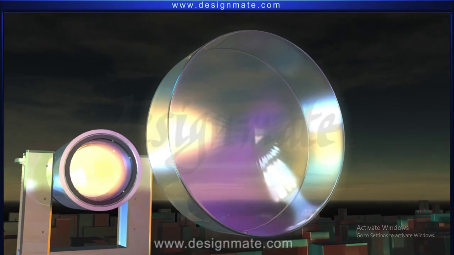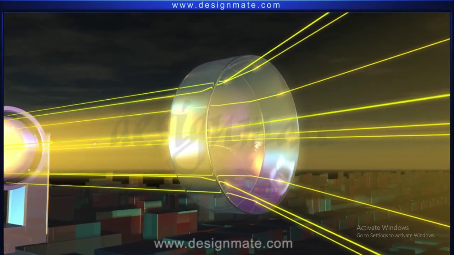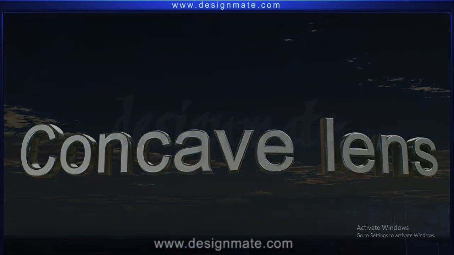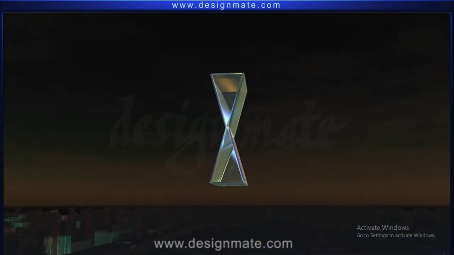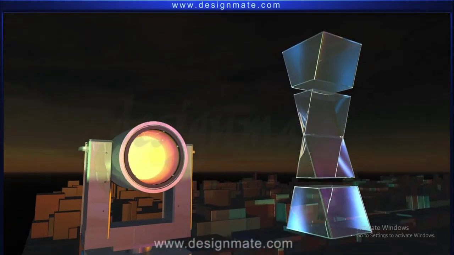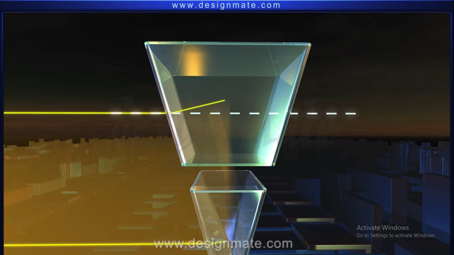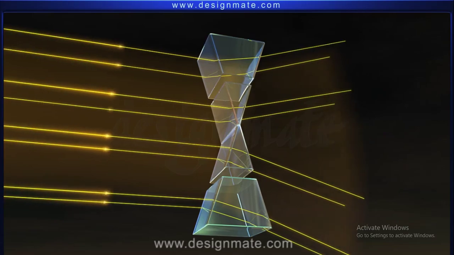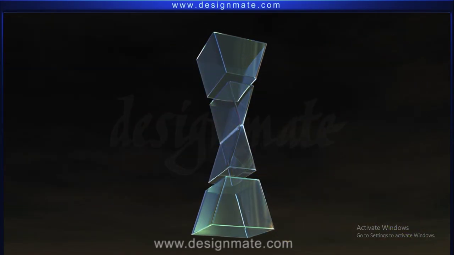Let us look at another kind of lens which diverges the light rays passing through it. Concave lens. Place two prisms with their vertices in contact and arrange a few slabs of rectangular prisms beside each of them. The parallel rays of light falling on such an arrangement refract away from the center. Overall, we can see that the light undergoes divergence and it emerges on the other side.